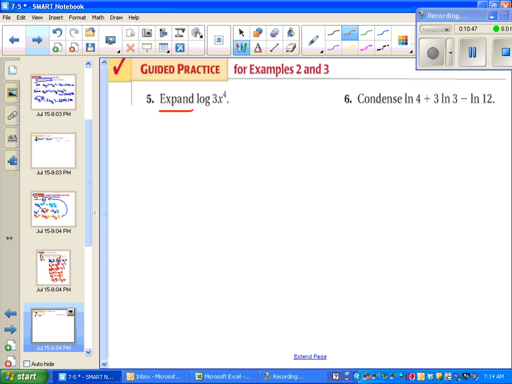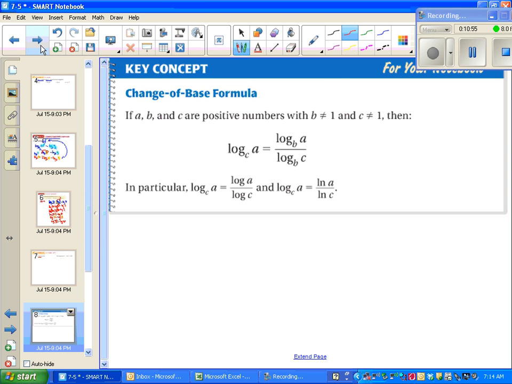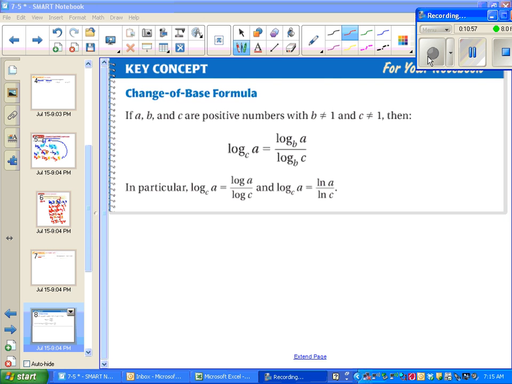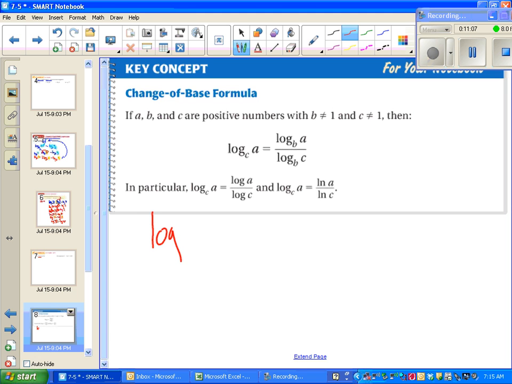Our next example tells us how to evaluate logs in our calculator when the base is not 10 or e. You'll remember from the last lesson that we could put this in the calculator, because we have buttons on our calculators that say log and natural log, but they force us to use base 10. If we wanted to evaluate log base 7 of 23 in our calculator, we don't know how to do that yet. This formula tells us how to do it.